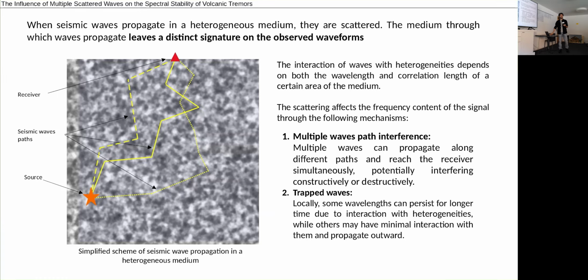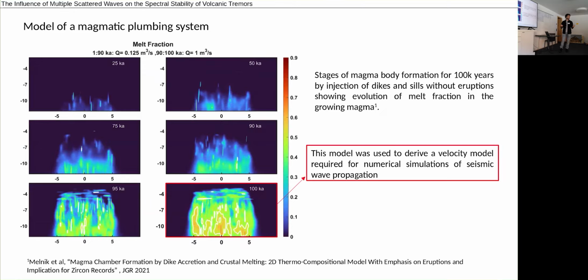Okay, now that we know that there are many effects that could affect our spectrum, the first thing that we need to do in order to run this kind of simulations is to have a reliable model to describe a magmatic plumbing system. Otherwise, our analysis will not be reliable. So what we use is a model that was obtained by Oleg Melnik, who contributed to this work. It comes from fluid dynamics simulations and is obtained by injection of dikes and sills without eruption in a granitic crust.